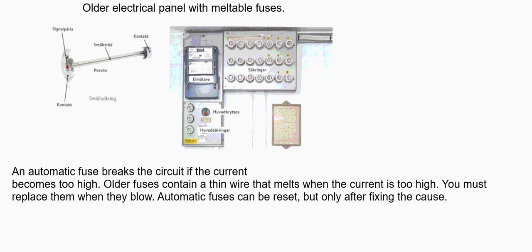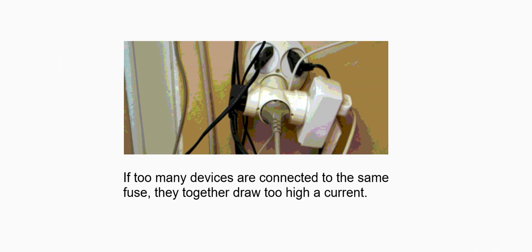If you have an older building, it might look like this. It contains a thin wire that melts when the current is too high. You must replace them when they blow. Automatic fuses can be reset, but only after fixing the cause. And this might be the cause. If you plug too many appliances into one outlet, the current becomes too high. The breaker senses the overload and trips to prevent overheating.